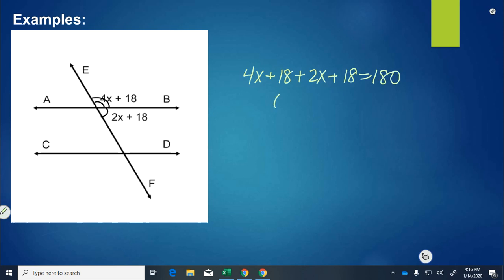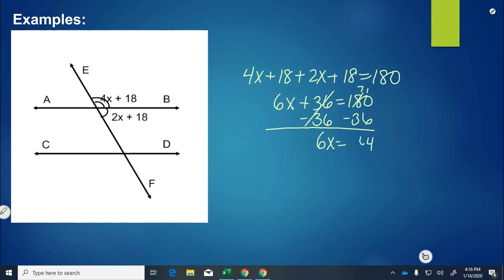So 4x and 2x makes 6x. 18 and 18 makes 36 equals 180. We subtract 36 and we get 6x equals 144. Then we divide by 6 and x equals, well, 6 goes into 14 twice. That's 12, so there's 2 left over, and into 24 4 times. So x equals 24. Then we have to plug that in and find the angle.